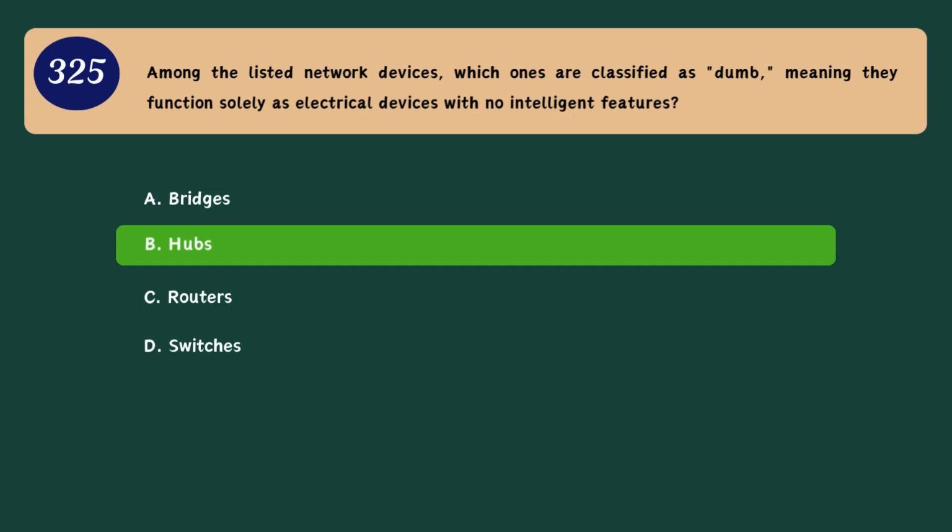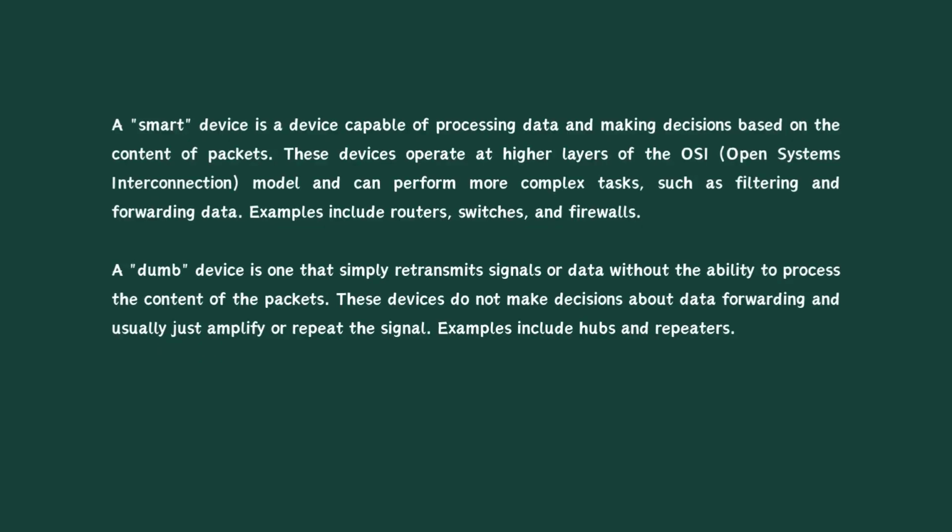Correct answer. B. Hubs. A smart device is a device capable of processing data and making decisions based on the content of packets. These devices operate at higher layers of the OSI, Open Systems Interconnection Model, and can perform more complex tasks, such as filtering and forwarding data. Examples include routers, switches, and firewalls.